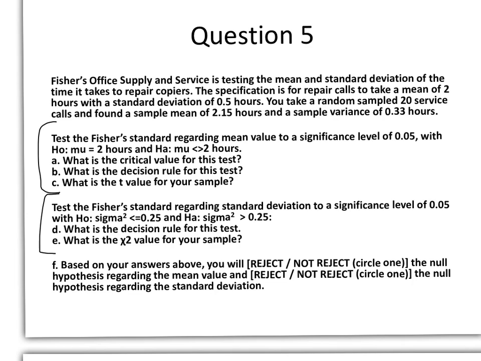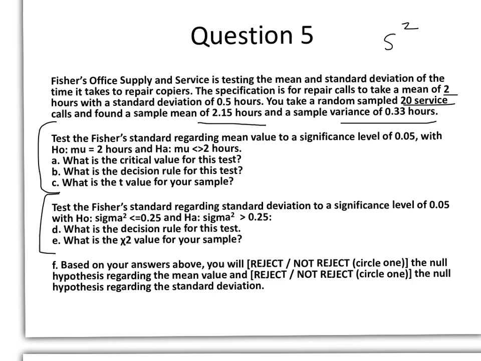We're given a couple of pieces of information here in the beginning. We've taken a sample mean of 2.15 hours. We have a sample variance of 0.35 hours. So remember, sample variance is s squared. We will have to take the square root of that to get s at one point here in our problem. All right, and so we have a random sample of 20 service calls. We want to see if they meet the spec of 2 hours or not.